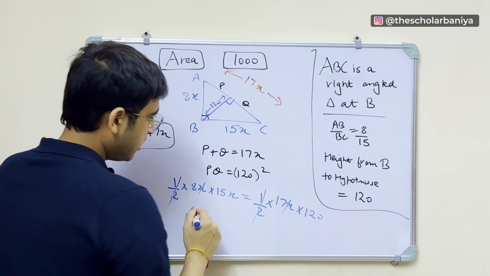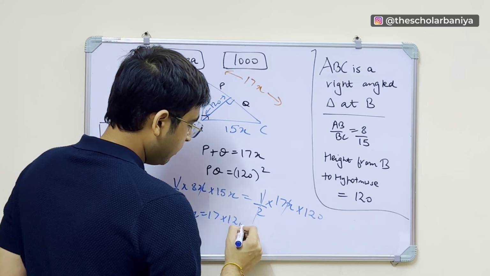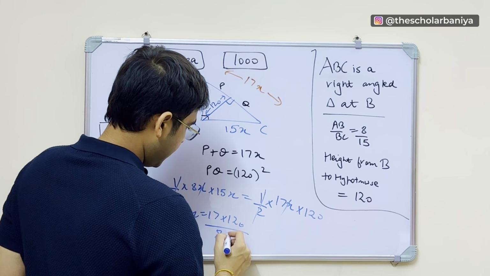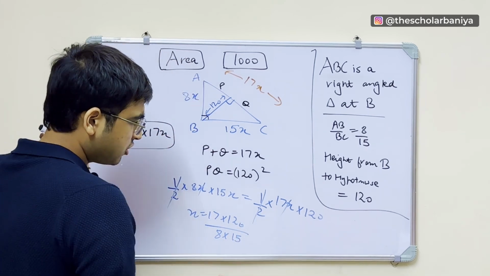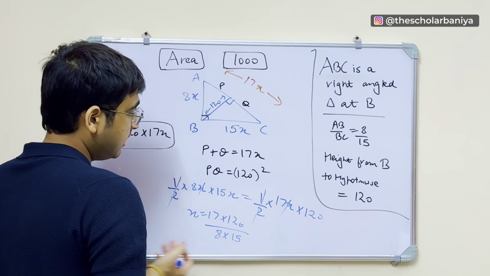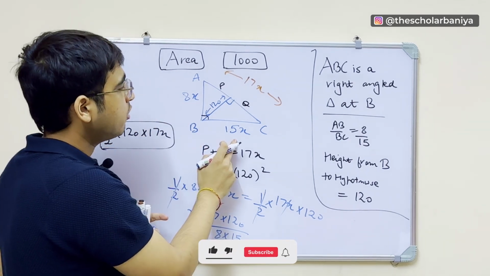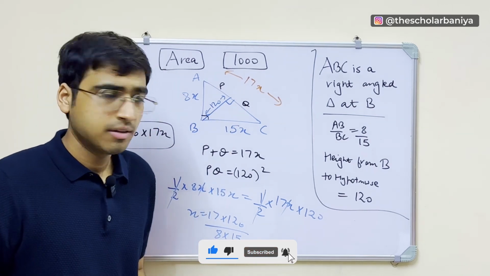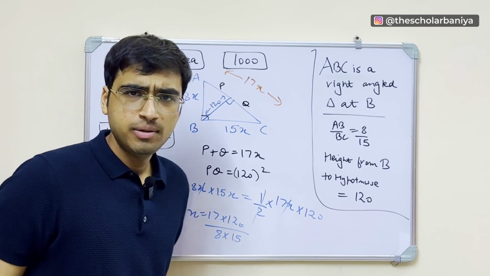So now if you solve this, what does x come out to be? 17 into 120 divided by 8 into 15, right? So I think you can just solve it and you'll be able to pretty easily get the value of x. Then you put the value of x and find the area, and you will be able to pretty easily solve it. I'm not solving it, I've just told you, but I hope this should be clear.